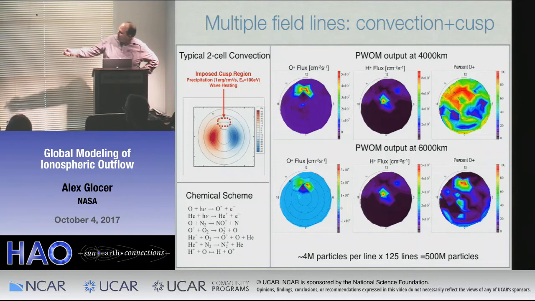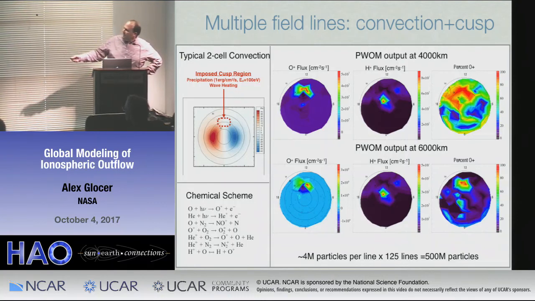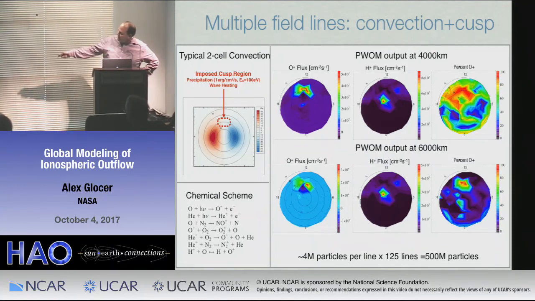And what you can see is that connected to the cusp, at these two different altitudes, you have elevated O+ flux and elevated H+ flux. And the percent of O+ at high altitudes is much more pronounced in regions connected to the cusp. And actually, some of that higher O+ ends up dragging across the polar cap. So you're heated on the dayside, and then it's being dragged across the polar region.